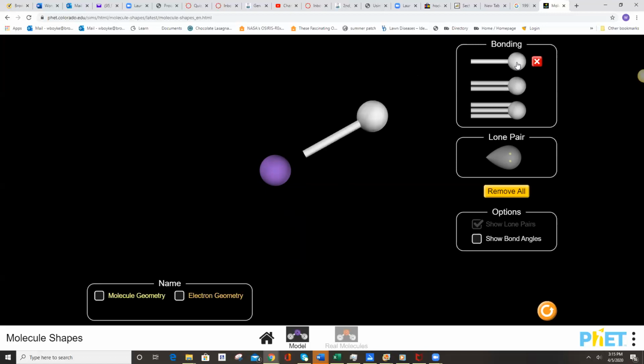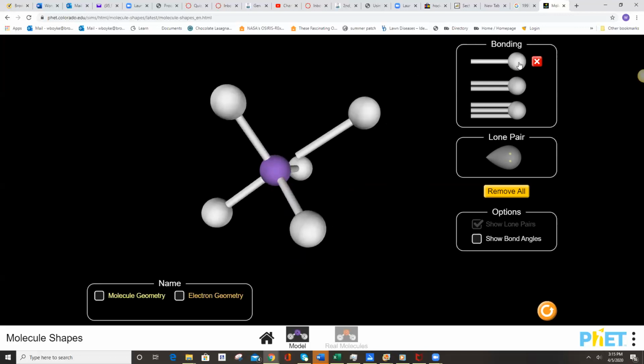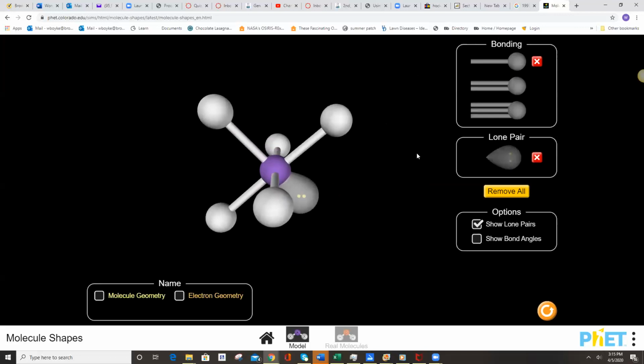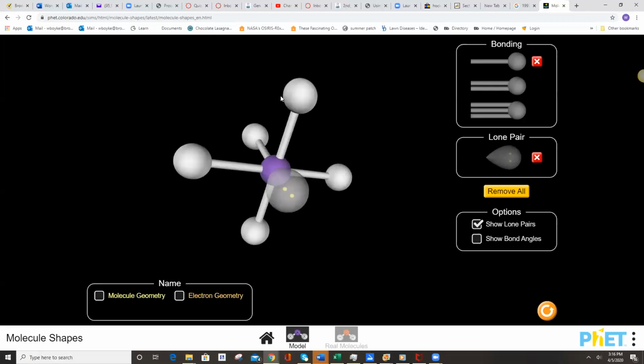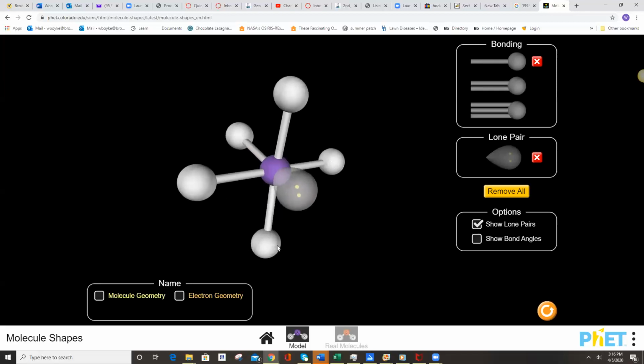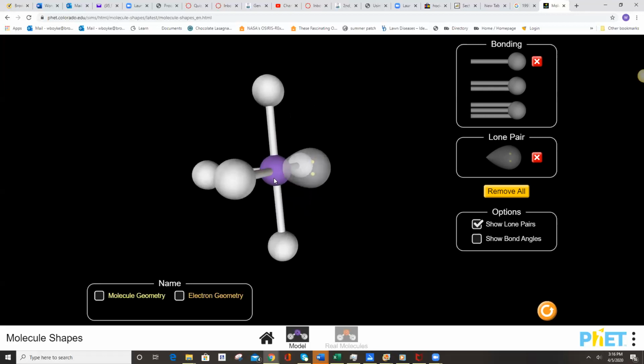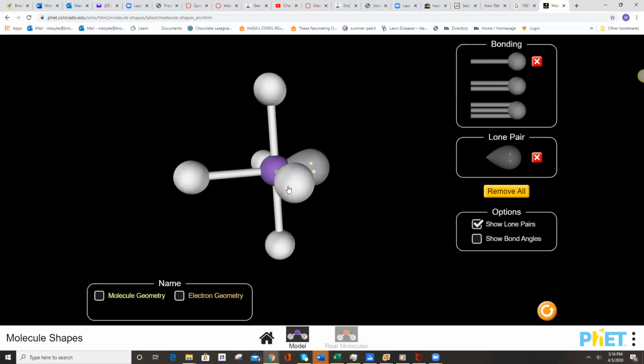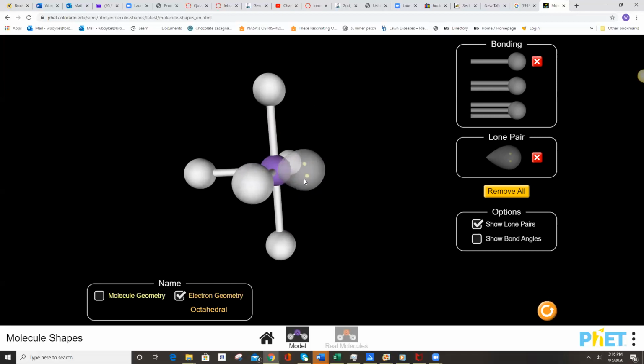Let's go ahead and build this. I'm going to get my bonding groups in. 5 bonding groups, 1 lone pair. So if you kind of look at this to start off, 6 electron groups is always going to give you an electron pair geometry that's octahedral. The electrons are still situated in the same geometric pattern that they were before, in that octahedral electron pair geometry.